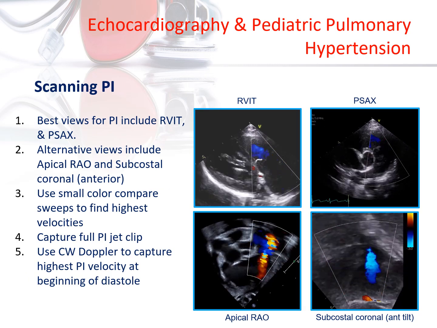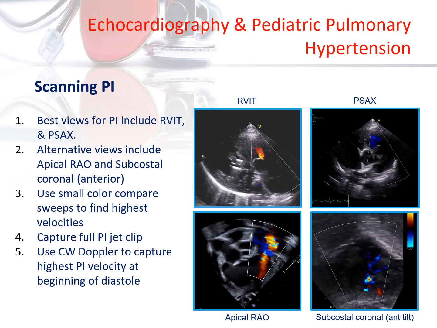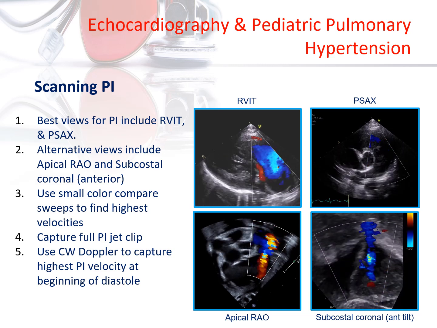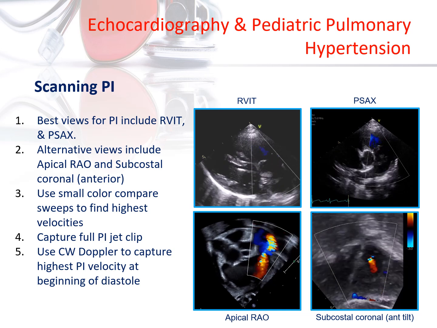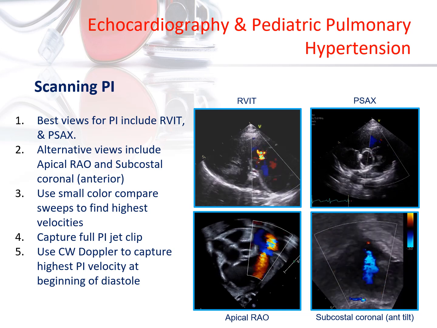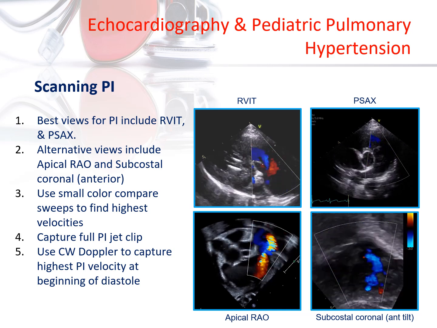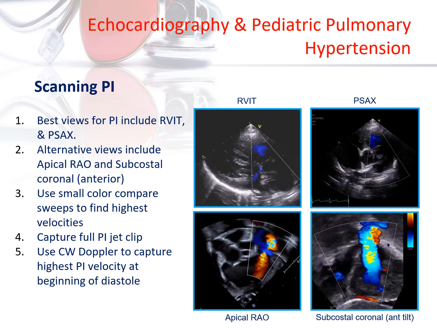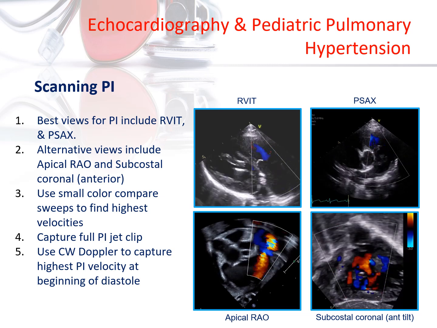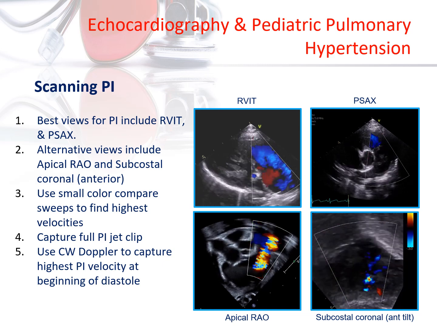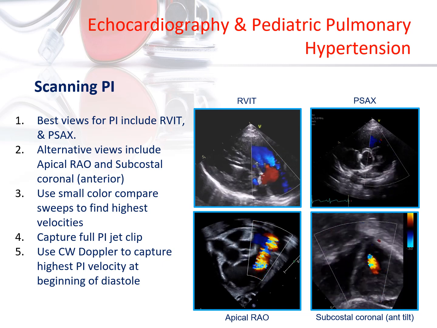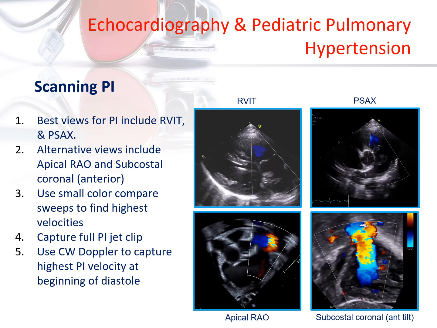Okay, scanning PI. The best views for PI include RVIT and parasternal short. Alternative views include apical RAO and subcostal coronal with an anterior tilt. You want to use small color compare sweeps to find the highest velocity, capture a full PI jet clip, and then use the CW Doppler to capture the highest PI velocity, again, at the beginning of diastole.